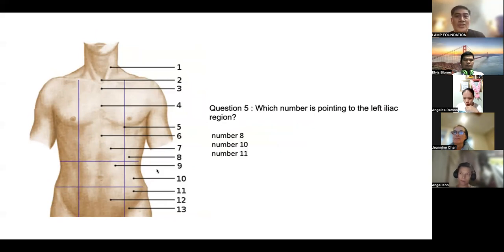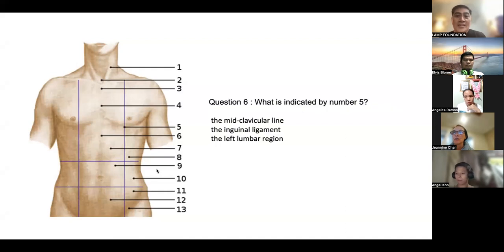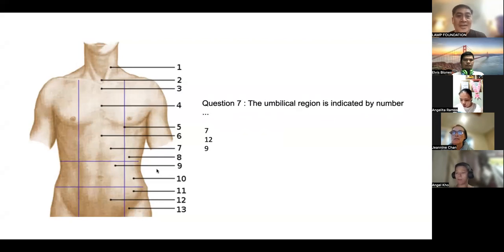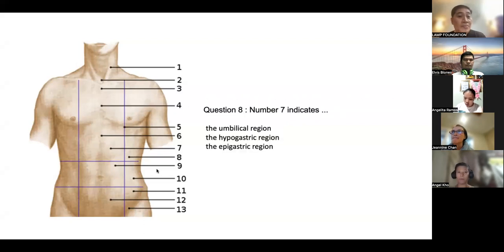Very good. Which number is pointing to the left iliac region? The left iliac region is pointing to number 11. Very good. What is indicated by number 5? Number 5 is the midclavicular line. The umbilical region is indicated by number what? Number 9. Okay. Number 7 indicates what? Number 7 indicates the epigastric region.